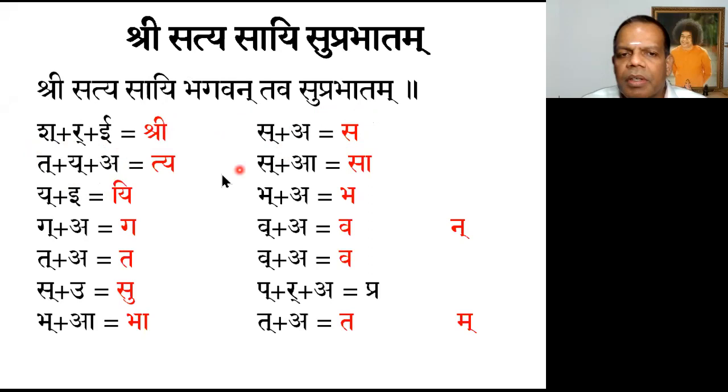Next one is sa. Next letter is tya, compound consonant. Sa, tya. Bha, ga, va, n. Bhagavan. Ta, va, su, pra, bha, ta, Suprabhatam. You should have read, but it's okay.